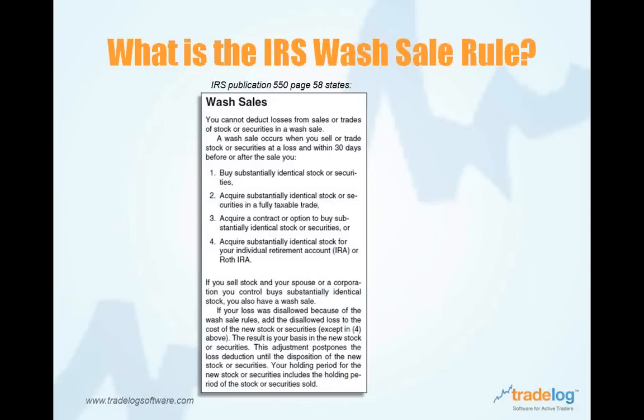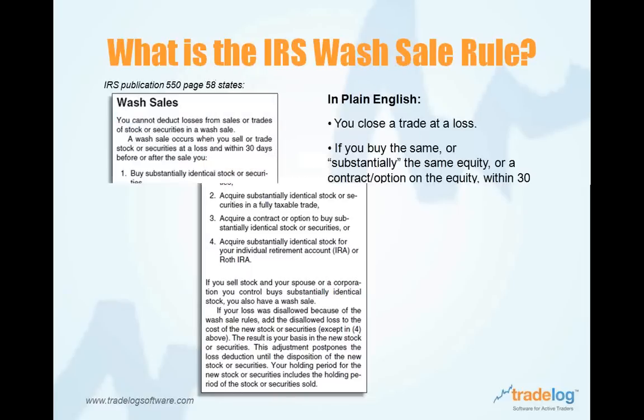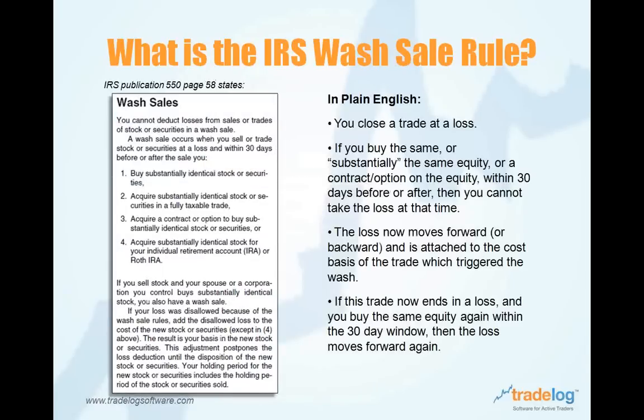What is the IRS wash sale rule? Well, it's on publication 550, page 58, where we can find the instructions about the wash sale rule. And we're going to break that down a little bit in plain English for us today. So first of all, a wash sale happens when you close a trade at a loss, and then you buy back either the same security or substantially the same security or a contract or option for that security within 30 days before or after that loss occurred.